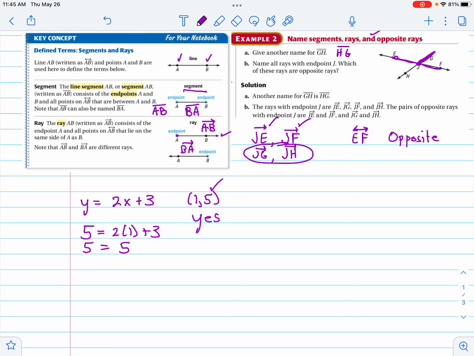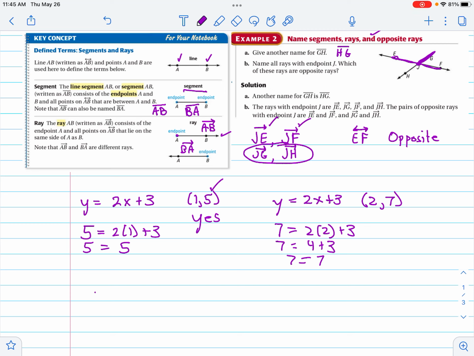Now let's look at this same thing. Here we have 2x plus 3, and let's look at this point, 2, 7. So let's see if that one is. I'll put a 7 over here, 2 times 2 plus 3. Okay, so that's 7 equals 4 plus 3. Ooh, that's 7 as well. That point is on that line as well.